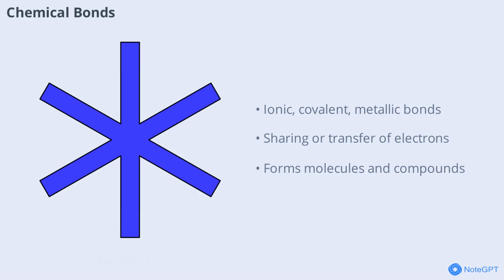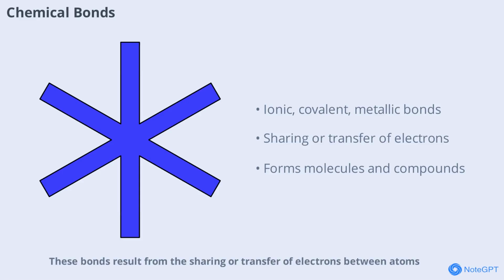Atoms combine with each other to form molecules through chemical bonds. The main types of bonds are ionic, covalent, and metallic. These bonds result from the sharing or transfer of electrons between atoms. Chemical bonding is what allows atoms to form the vast array of substances we encounter every day, from water and air to complex organic molecules.